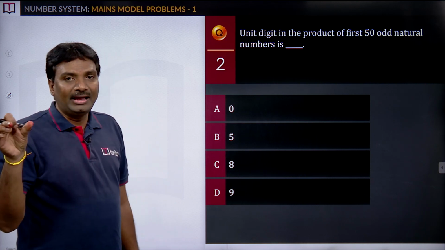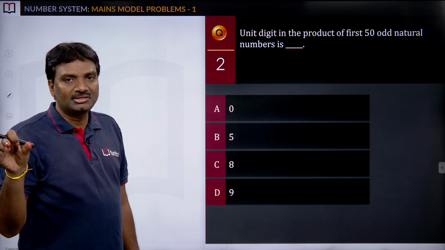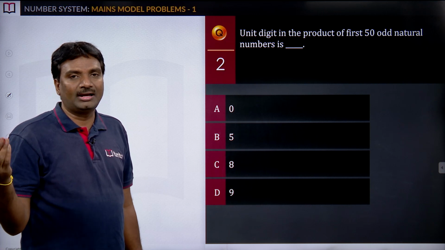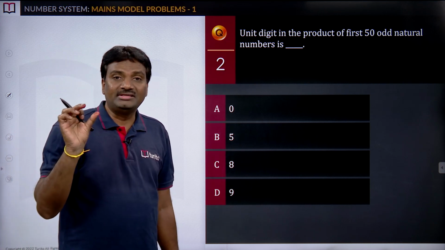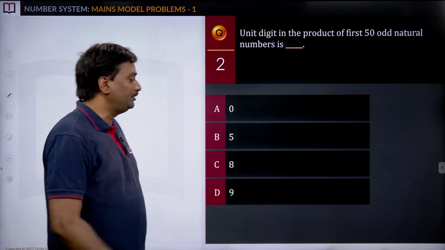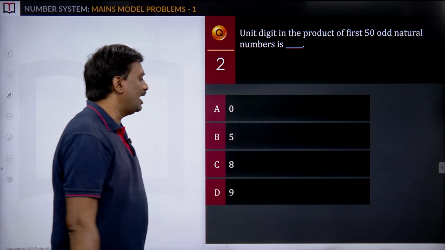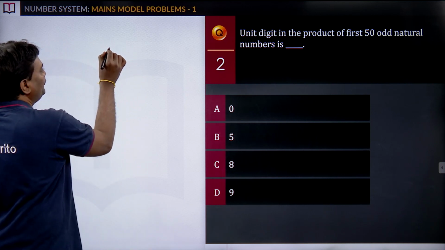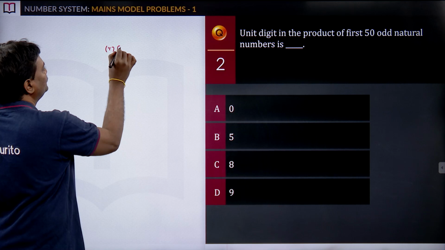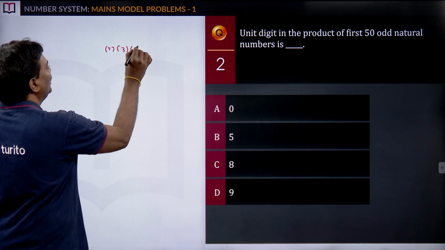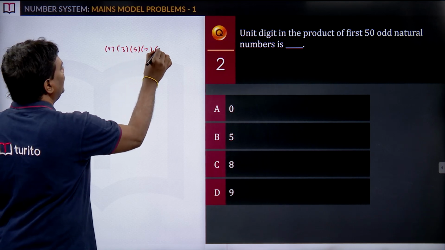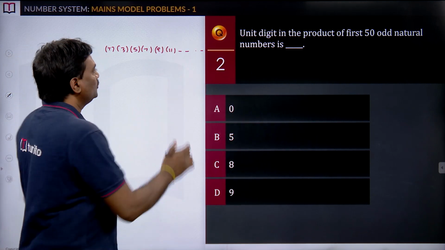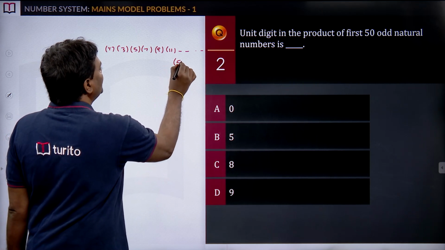By writing all those 50 numbers, you can multiply them, you will get some number, that may be a 6 digit number or 10 digit number or 15 digit number. You just have to take the unit digit only. Options are given as 0, 5, 8, 9. So, by writing the first 50 odd natural numbers, 1 into 3 into 5 into 7 into 9 into 11 into so on. So, total 50 odd natural numbers are there.